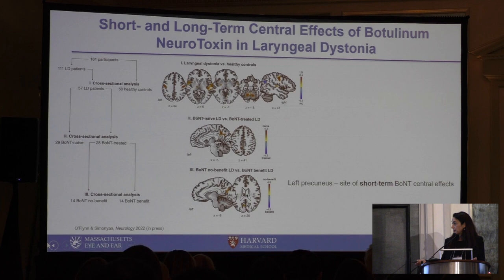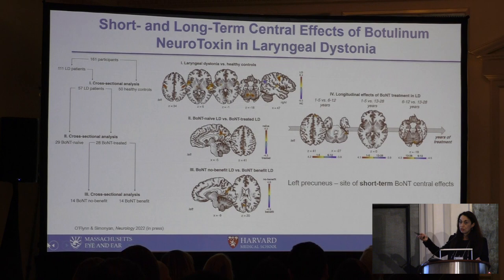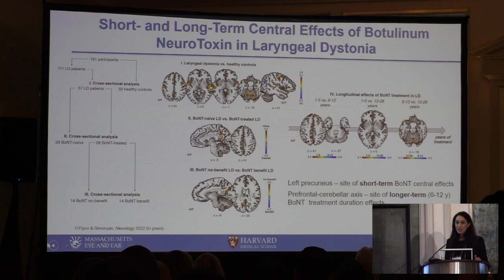So how about longitudinally? This got even more interesting because we had patients who had treatment between 1 year and 28 years. So we arbitrarily split them into different groups of about 5 years duration of treatment. And you can see here that patients who have shorter and very long treatment durations have additional hyperactivity compared to patients who are in the middle, like 6 to 12 years of treatment. Again, this was an arbitrary stratification; there were really no guidelines on how to stratify these patients, so we took the best approach we could think of. It looks like this prefrontal-cerebellar axis may be a site of longer-term toxin treatment duration effect. And potentially there is a cyclicity of benefits that patients are getting.